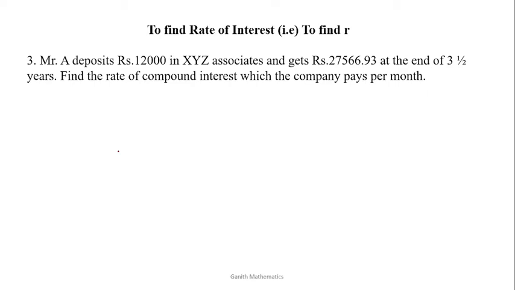To find the rate of interest or to find R, Mr. A deposits rupees 12,000 in XYZ Associates and gets rupees 27,566.93 at the end of 3.5 years. Find the rate of compound interest which the company pays per month. Okay, solution. Okay, so he deposits 12,000. So P is equal to 12,000. And he gets 27,566.93, that is the amount.